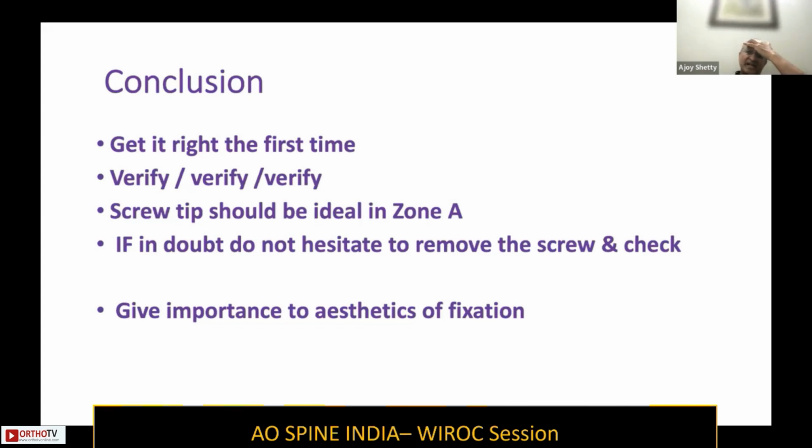Screw tip should be ideal in zone A. If you think there is a doubt, do not hesitate to remove the screw and check. Give also importance to the aesthetic of fixation.